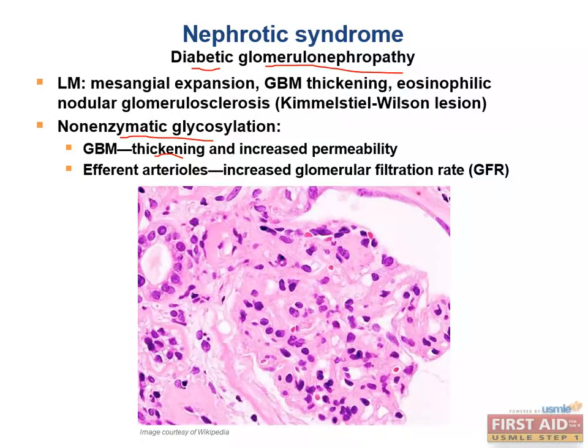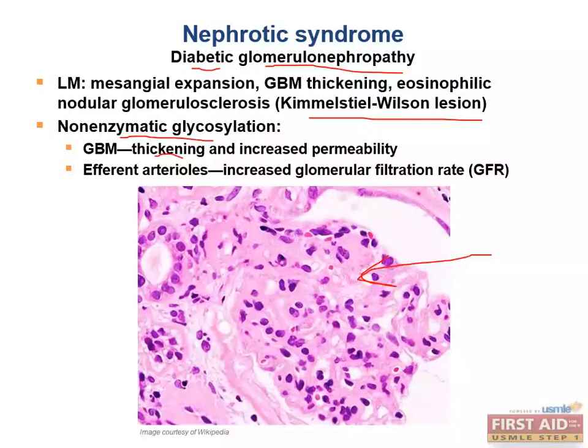And these changes contribute to the pathognomonic finding of diabetic kidney disease, the Kimmelstiel-Wilson lesion, which is the diffuse pink glomerulus that looks like a nodule. And you see this pink glomerulus here. It's very fluffy looking, very pink, and it looks like a nodule, and it's called the Kimmelstiel-Wilson lesion.